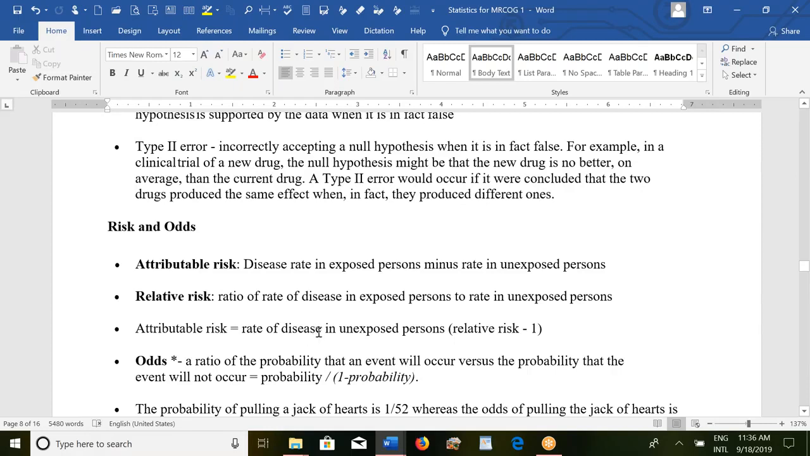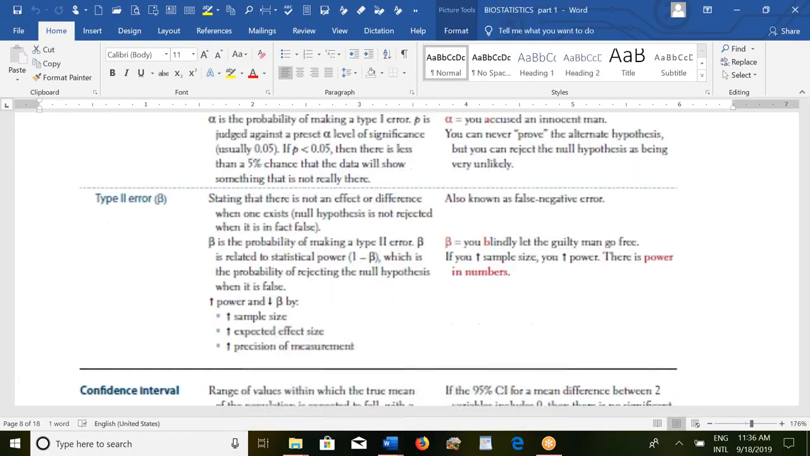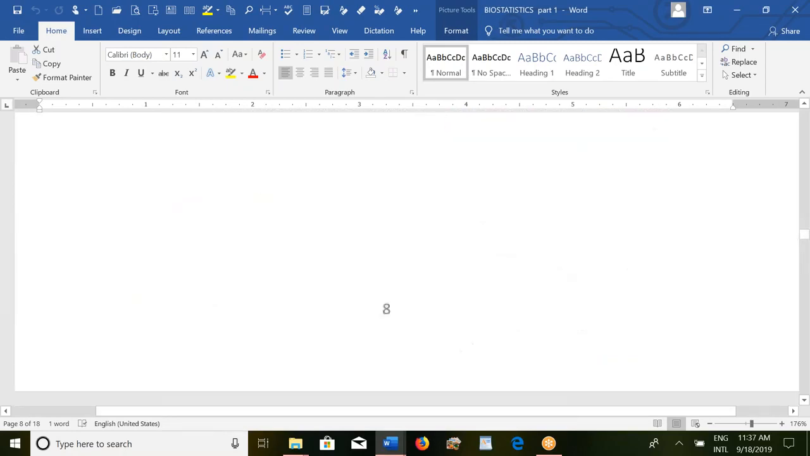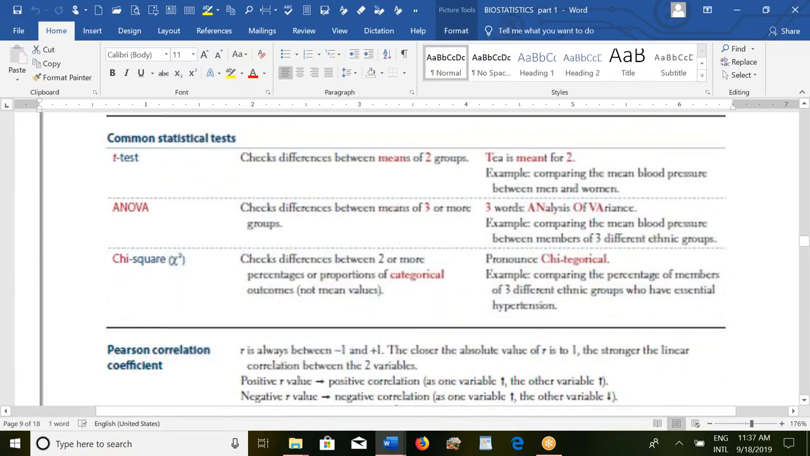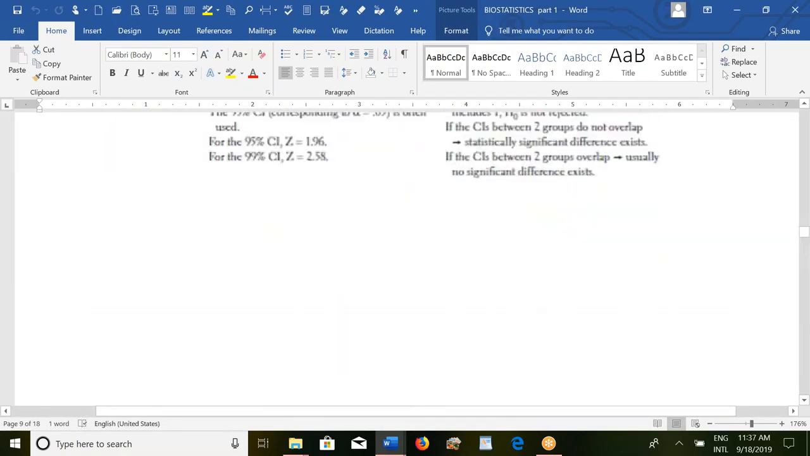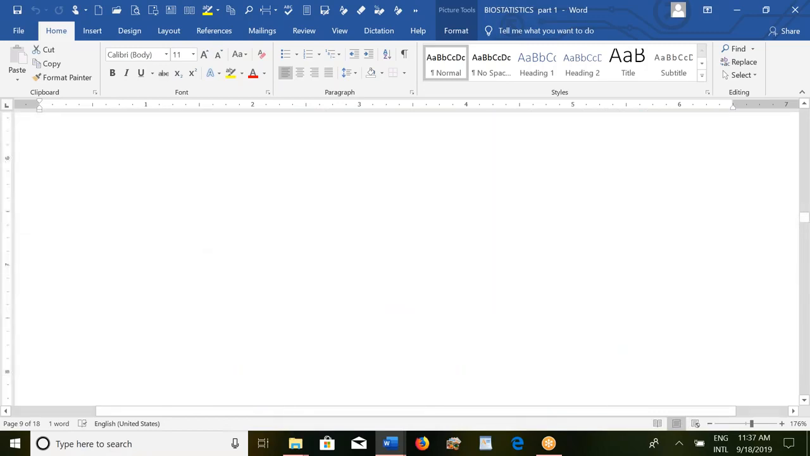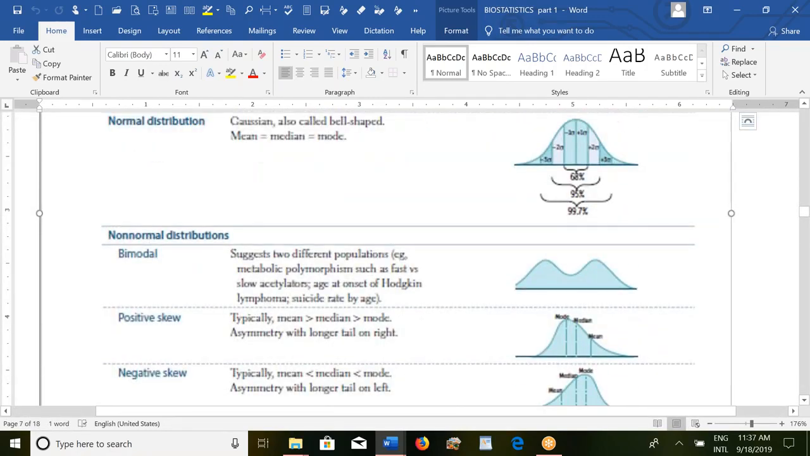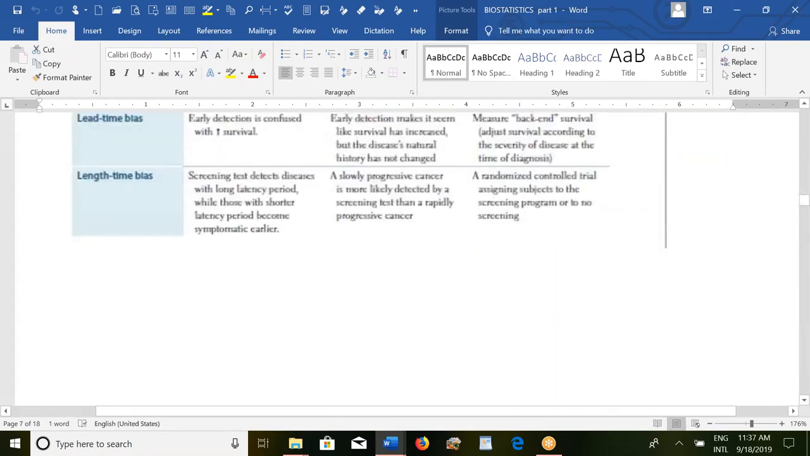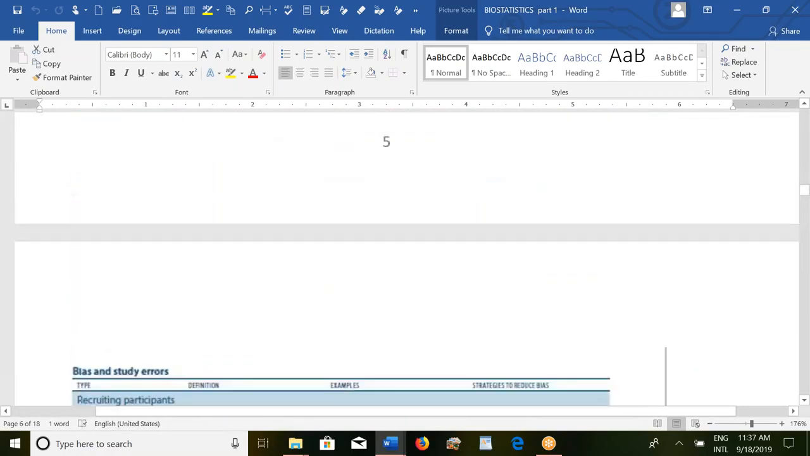This is the rate of disease in unexposed person. So it will be taken as relative risk minus 1. So how can we explain relative risk and attributable risk? Any idea about that?